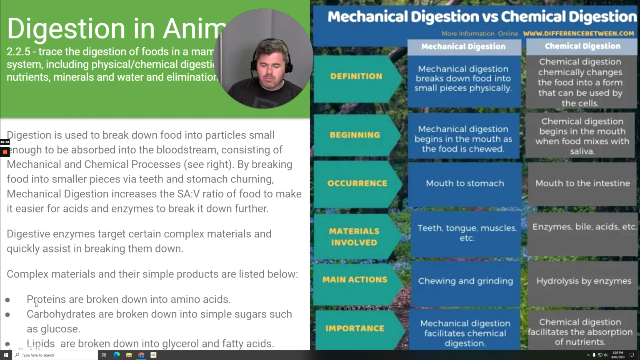So for here, proteins are broken down to amino acids, carbohydrates are broken down to simple sugars such as glucose, and lipids are broken down to glycerol and fatty acids.